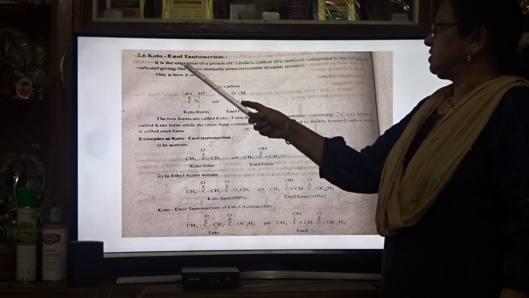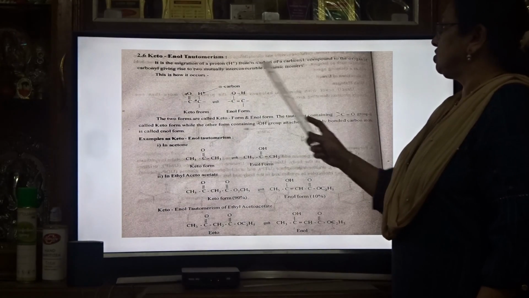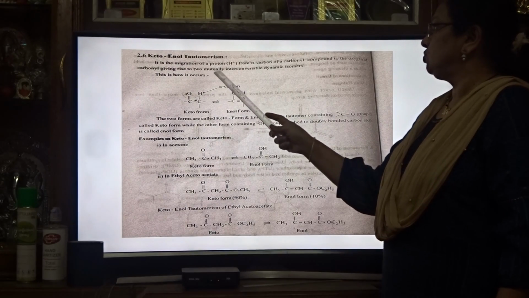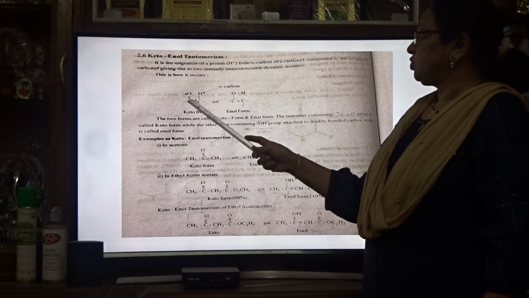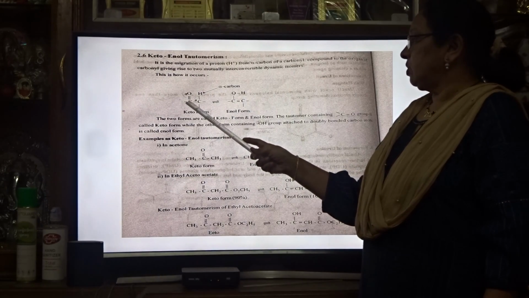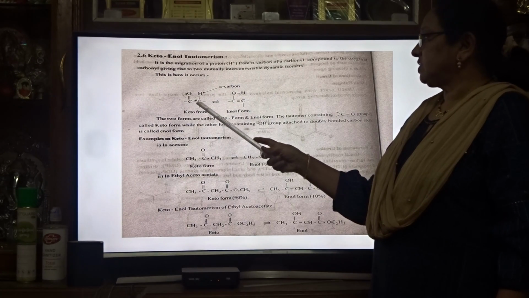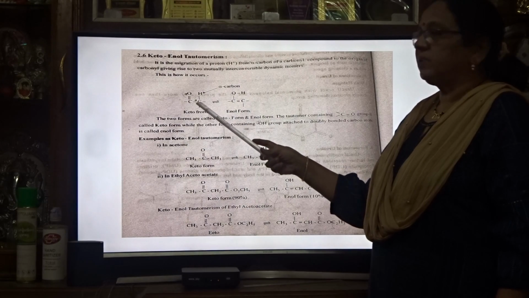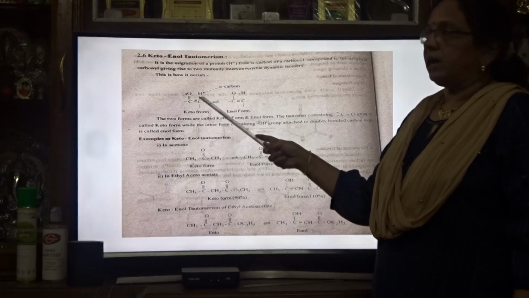It is the migration of a proton from the alpha carbon of a carbonyl compound to the oxygen of the carbonyl, giving rise to two mutually interconvertible dynamic isomers. In the keto form, the carbon next to the carbonyl group is known as the alpha carbon, and the hydrogen on it is known as the alpha hydrogen.